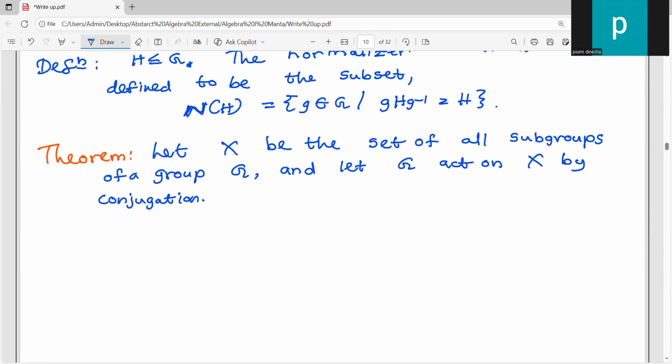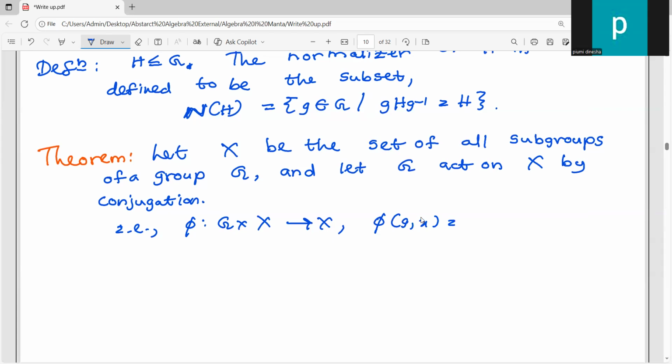Act on X by conjugation. What does it mean? We have phi from G cross X to X defined by phi of (G, H) to be G·H, because X contains all subgroups of G. So H is a subgroup of G, which is an element in X. This will simply be G dot H. Now the action is conjugation, so this will be given by G H G inverse.